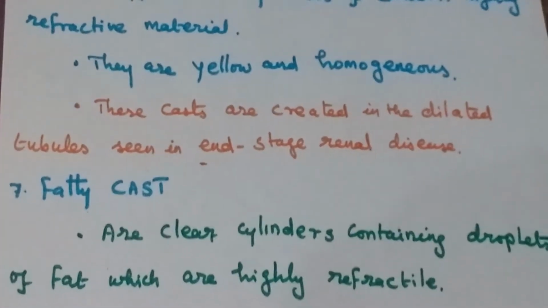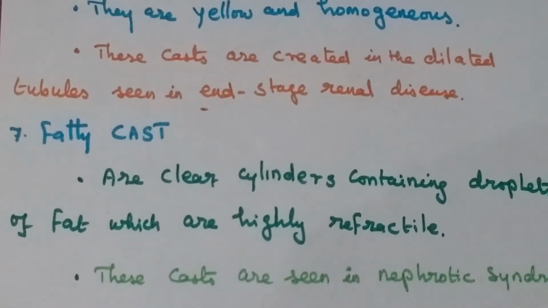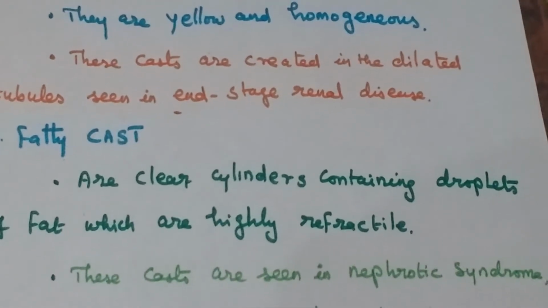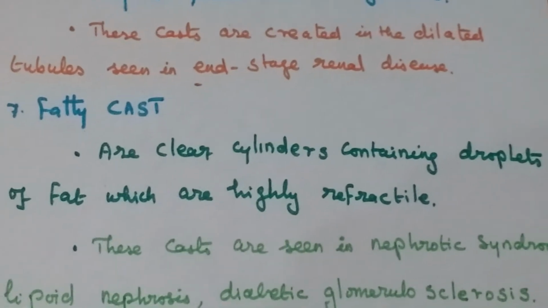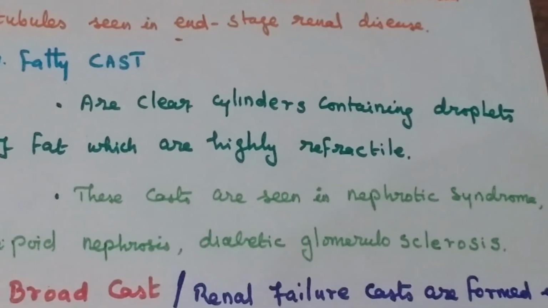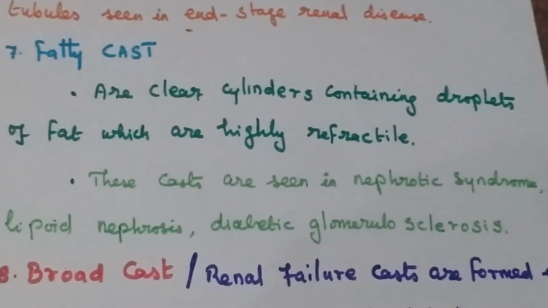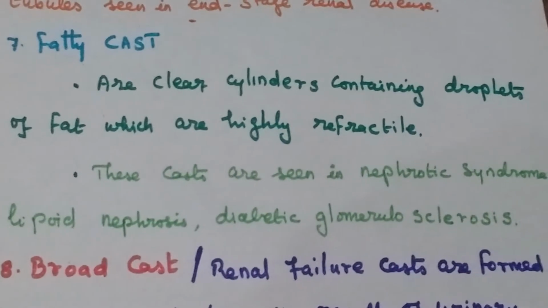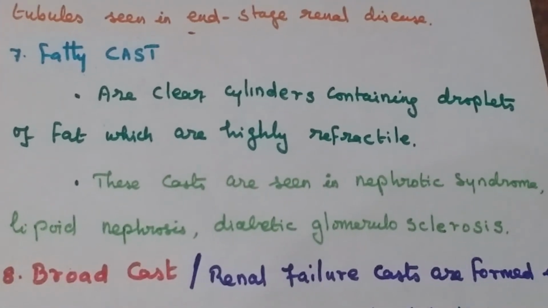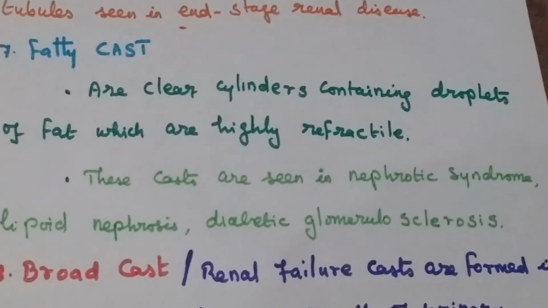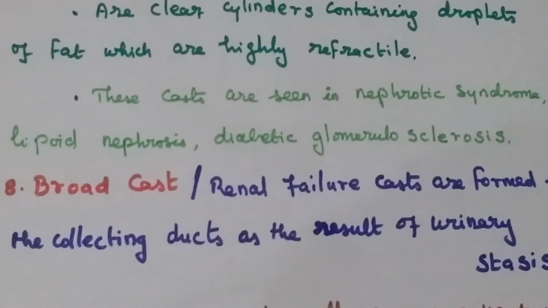Next one is the fatty cast. Seen with lipid in urine, these are cylinders containing droplets of fat which are highly refractive. These casts are seen in nephrotic syndrome, lipid nephrosis, and diabetic glomerulosclerosis.